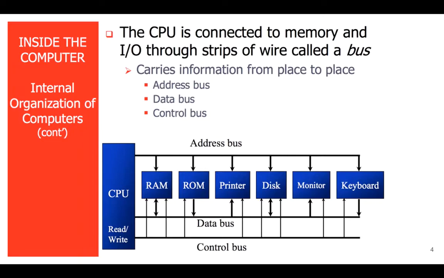Internal organization of computers. The CPU is connected to memory and input or output, I/O, through strips of wire called bus. A bus carries information from place to place. The different kinds of bus are address bus, data bus, and control bus.